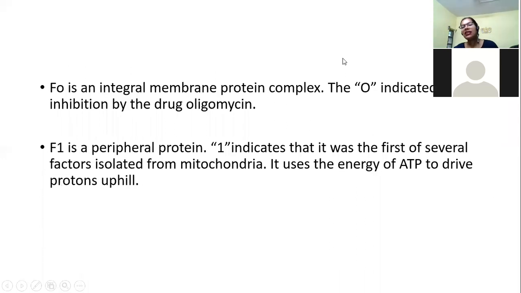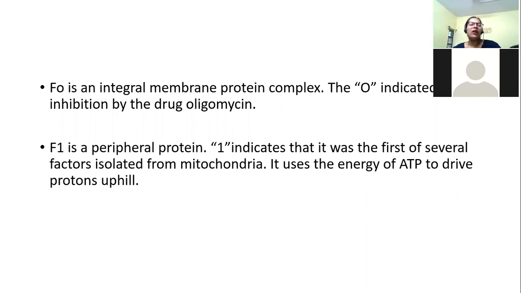Now, where do you see ATP synthesis? Of course in the mitochondria, because that's what we say, right? The powerhouse of the cell is the mitochondria. So what is the power? ATP is the power. Who is creating this power? It is the ATP synthase.